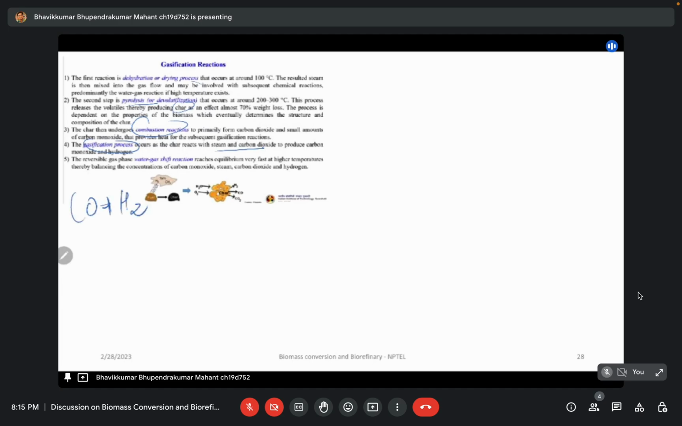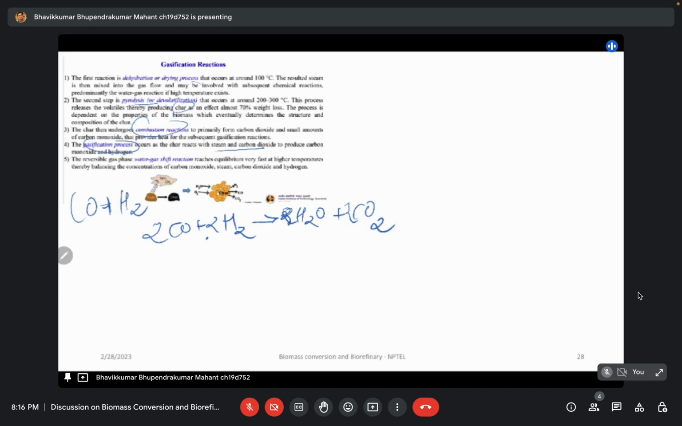The reversible gas phase water gas shift reaction reaches equilibrium very fast at high temperature. The water gas shift reaction is nothing but CO plus H2O going into CO2 plus H2.